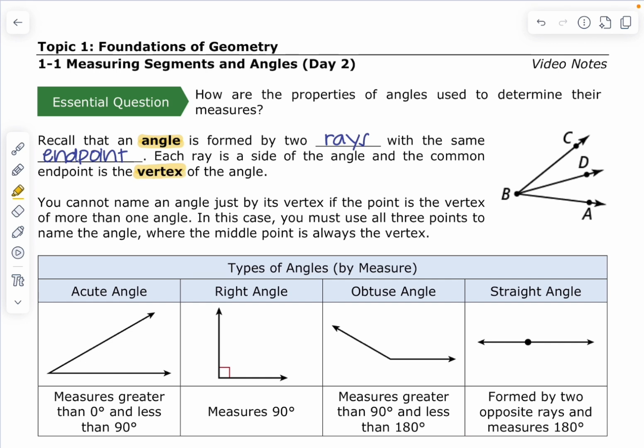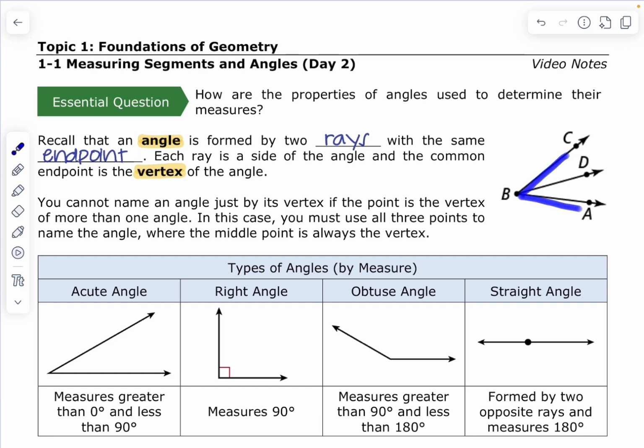You cannot name an angle just by its vertex if the point is the vertex of more than one angle. In this case, you must use all 3 points to name the angle, where the middle point is always the vertex. So for example, if we're looking at this angle here, and if I were to refer to this as angle B, it'd be a little bit confusing which angle I'm talking about, right?